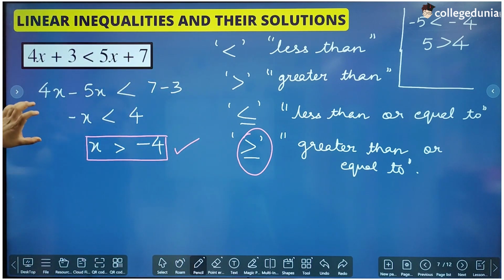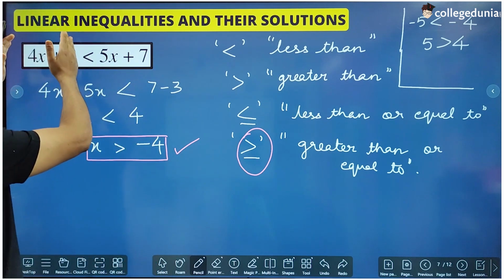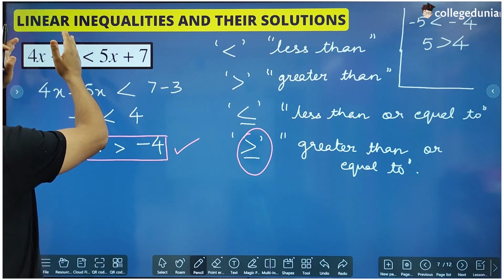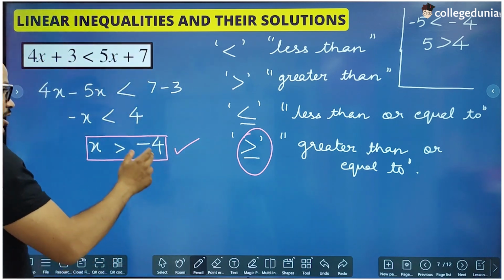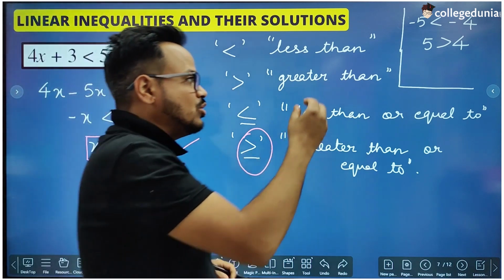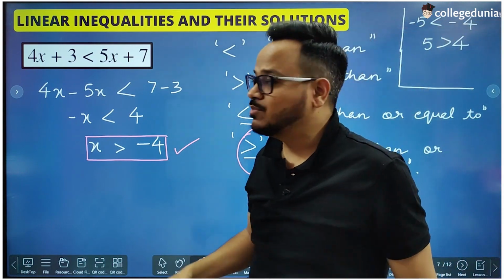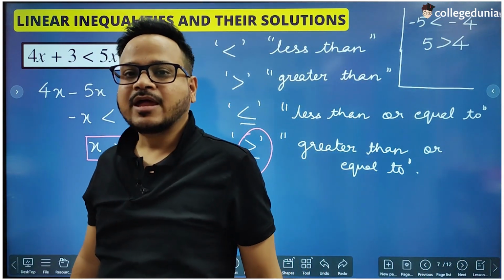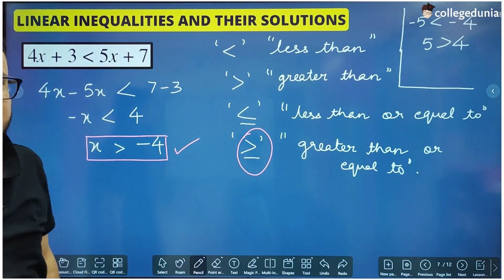Okay. So this is how you can solve this inequality. If you put any number more than minus 4, then the value of this side is going to be less than the value of this side, right? So in case of an equation you get one solution, or if it is a quadratic equation you will get two solutions, but in case of an inequality you are not going to get a single solution, you are going to get a full range of solutions, right?